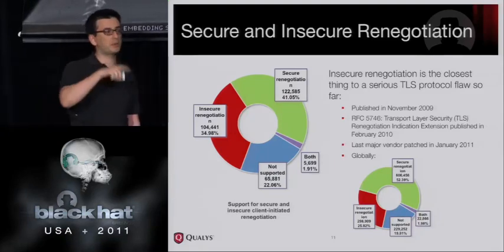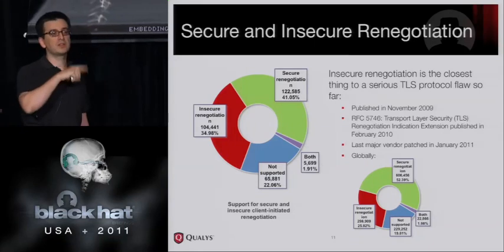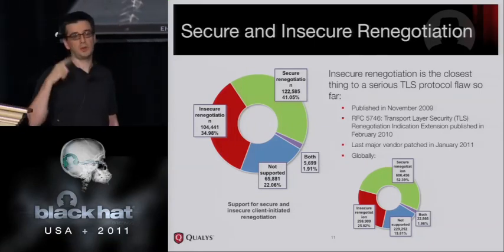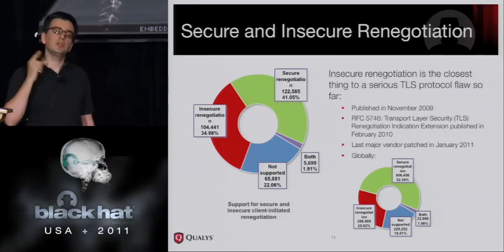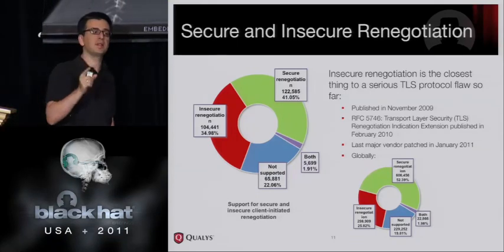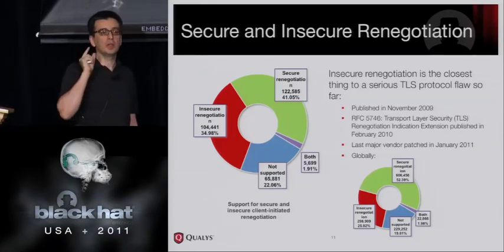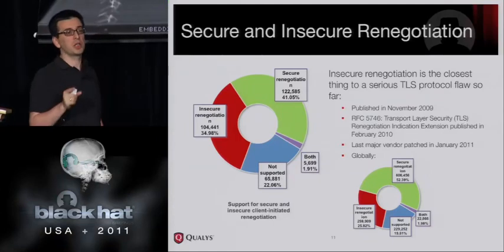You can see on the large pie chart, we have the results of the 250,000 popular websites. You can see there that 35% of all these sites are actually still vulnerable to the renegotiation issue.